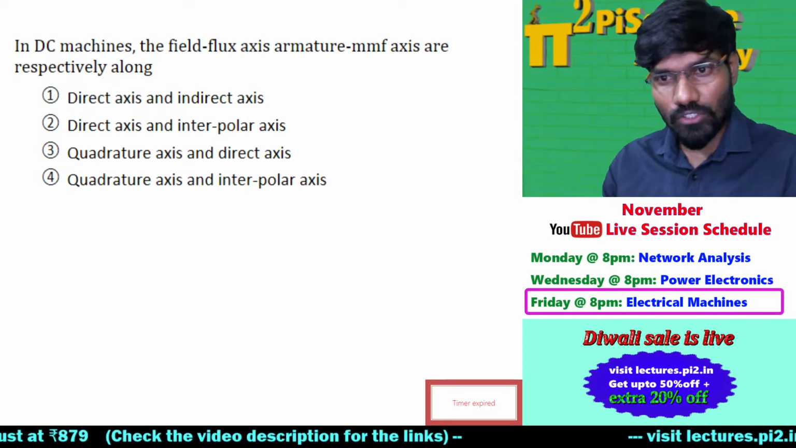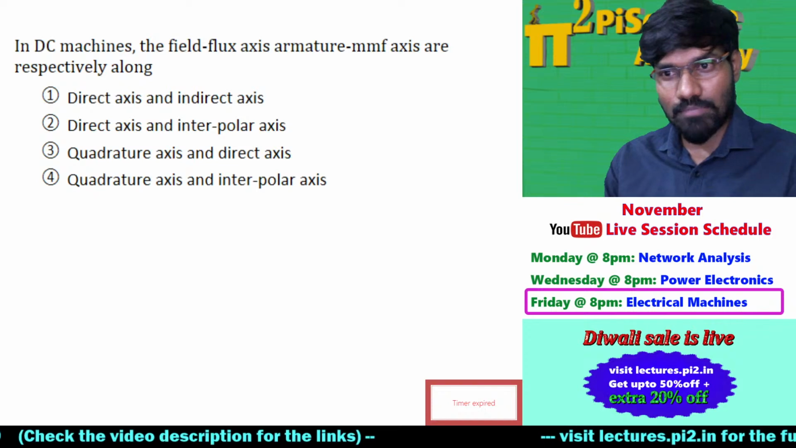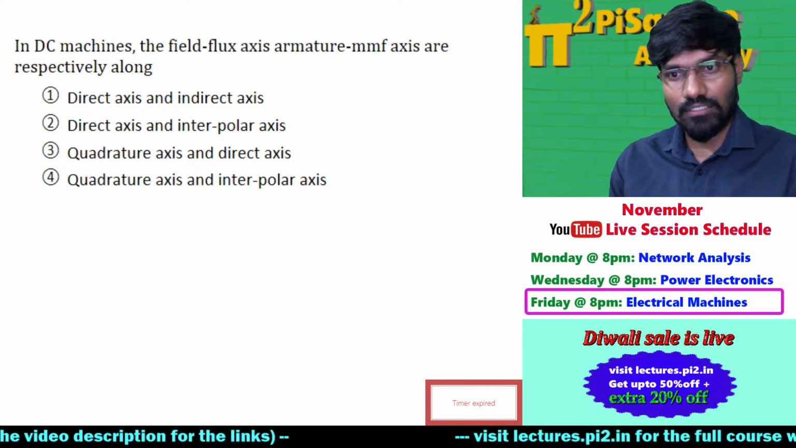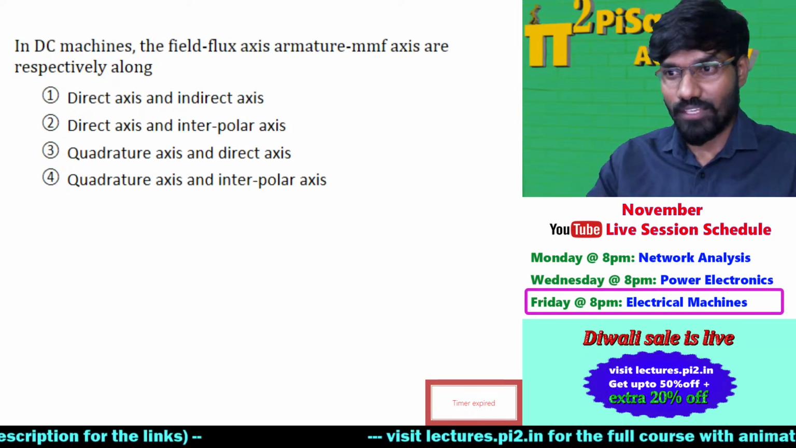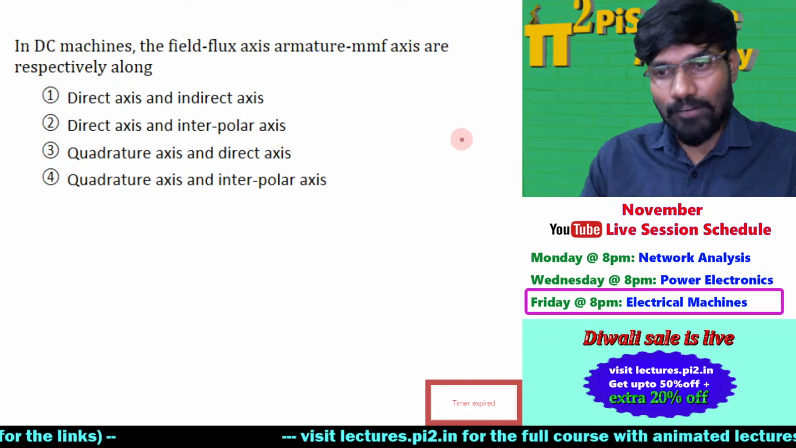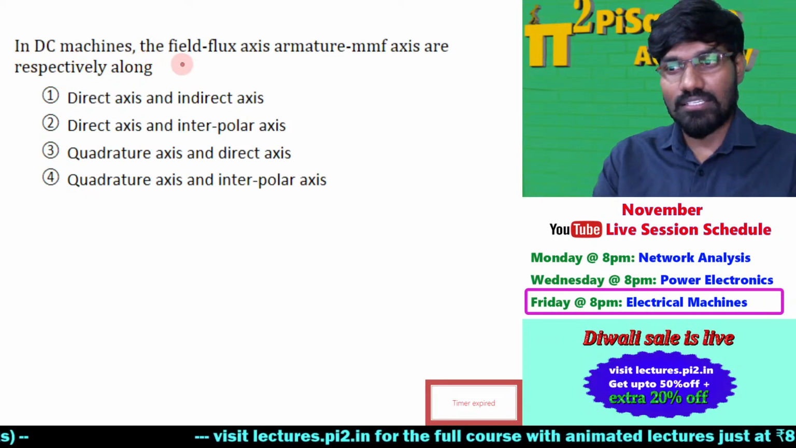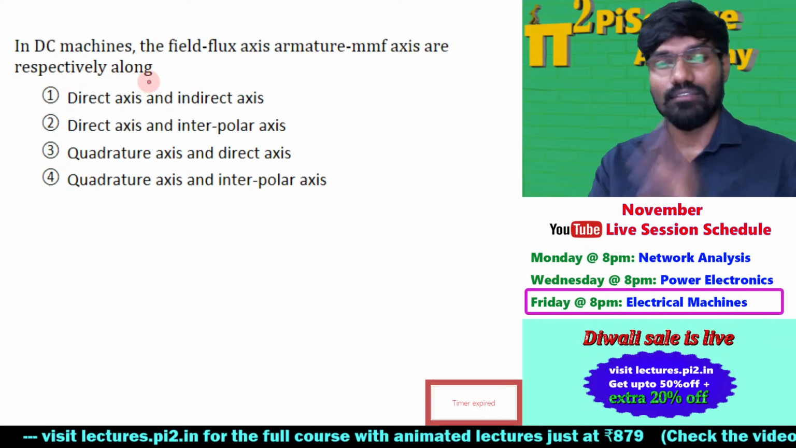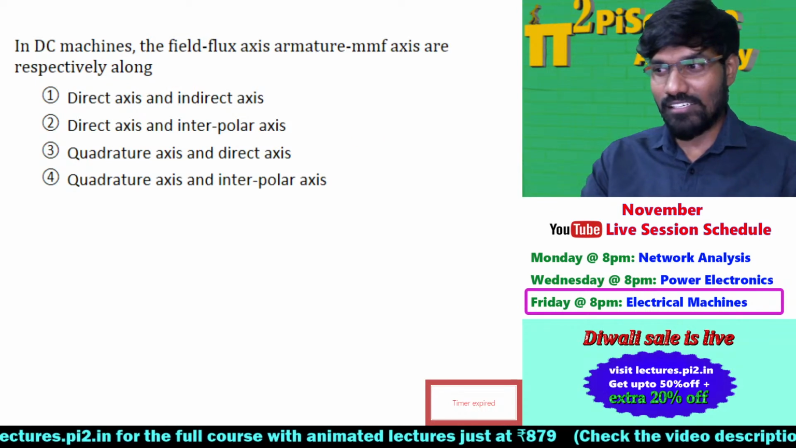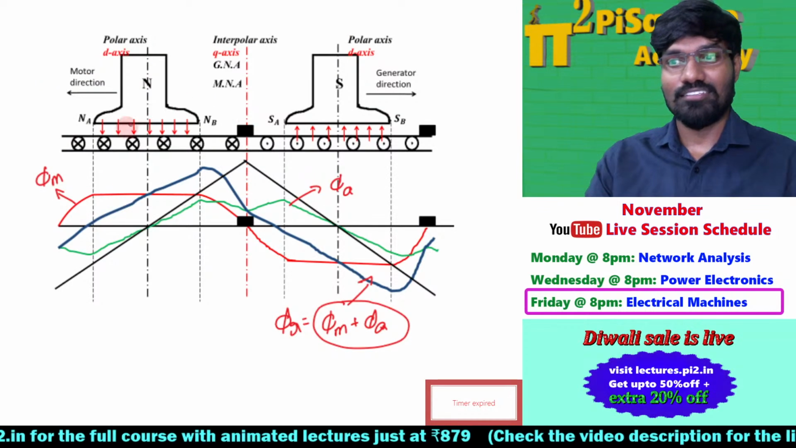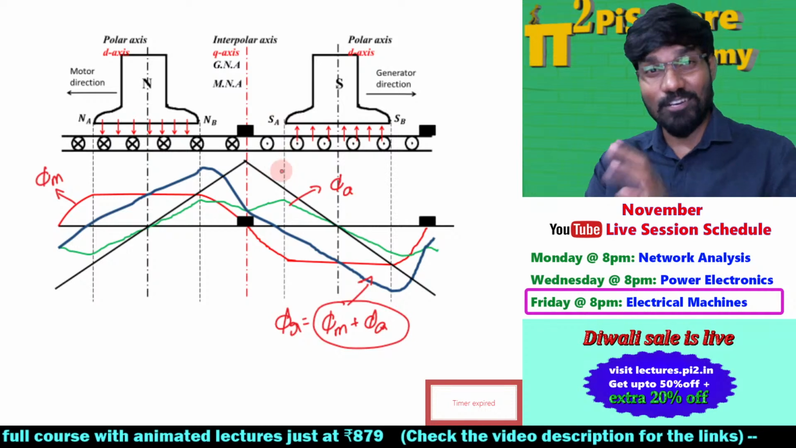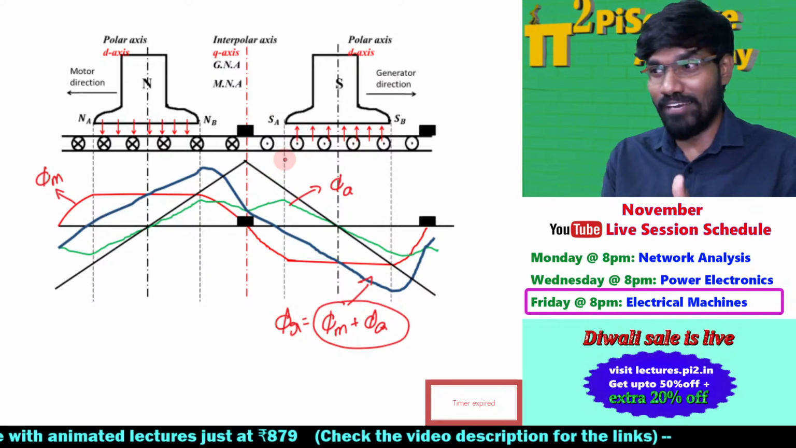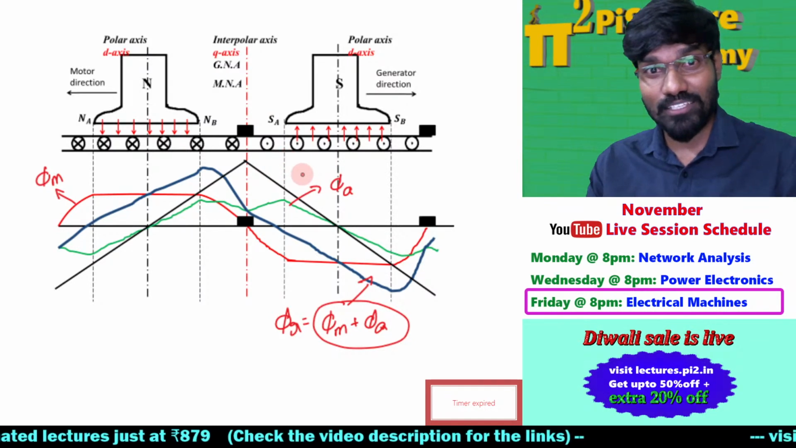Field flux along the north to south pole, that is direct axis, but right hand thumb rule, so option 2. Okay. So now focus here. In DC machines, the field flux axis and armature flux axis are respectively. See here, again this curve. See how many times I used this within these short 5 questions itself, 3 times.